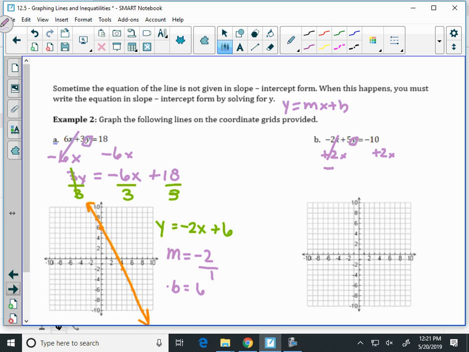So when I do that, I get 5y is equal to, again, x is first. So I'm going to write my x first. And then tack on that -10. What do we have to do next to get y by itself? What do you get y by itself? 5.